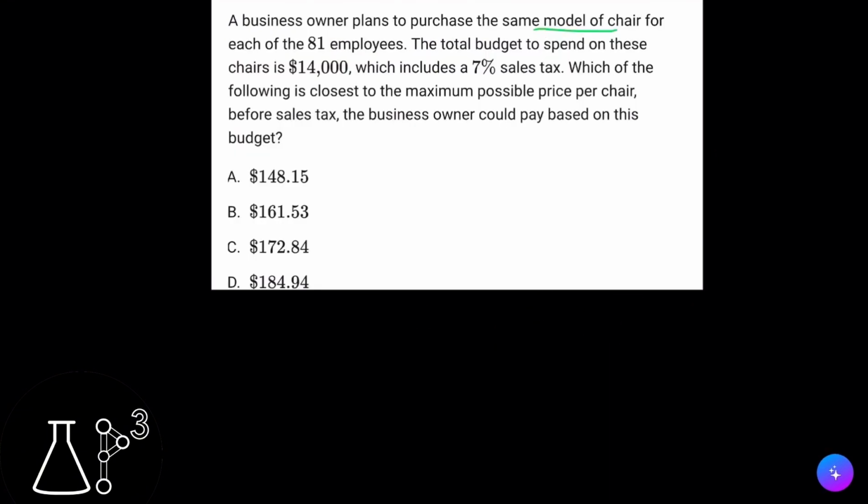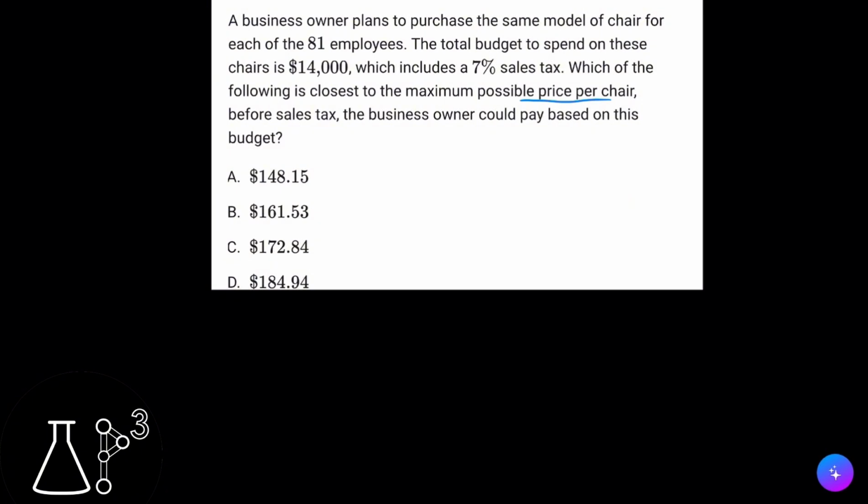Okay, let's do another hard question. A business owner plans to purchase the same model of chair for each of the 81 employees. The total budget to spend on these chairs is $14,000, which includes a 7% sales tax. Which of the following is closest to the maximum possible value of price per chair before sales tax the business owner could pay based on the budget?